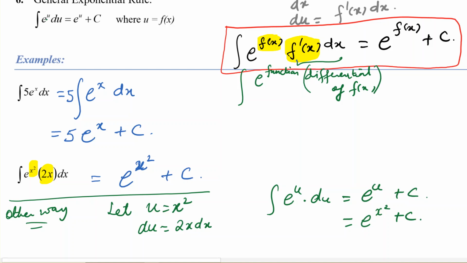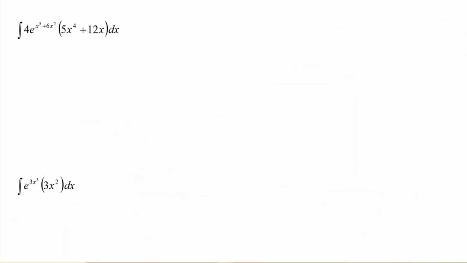It doesn't matter in which way you want to write your answer. You can just write it in one step, or you can show your work by doing u substitution. It's basically the same thing. All right, let's look at more examples.